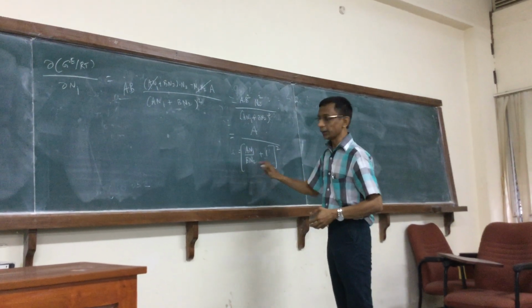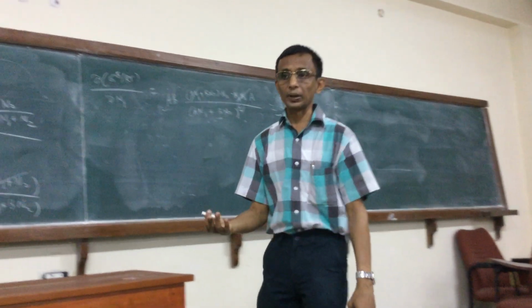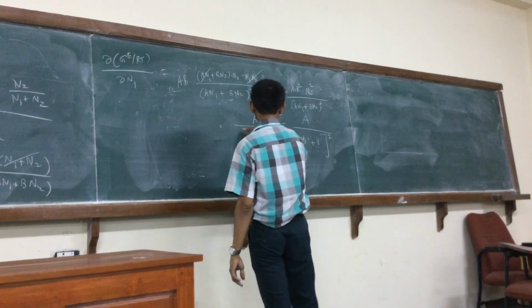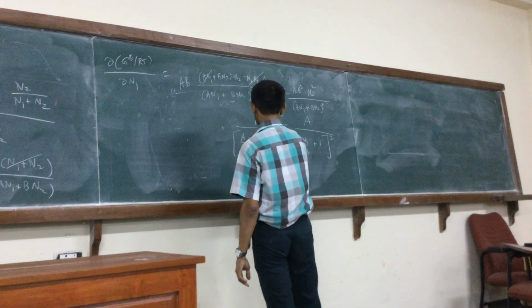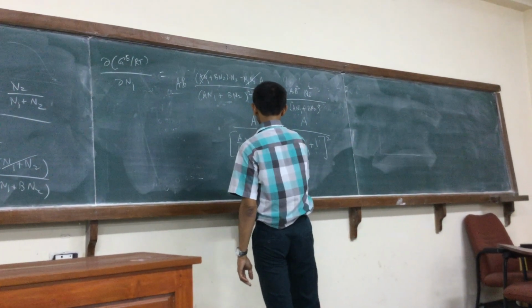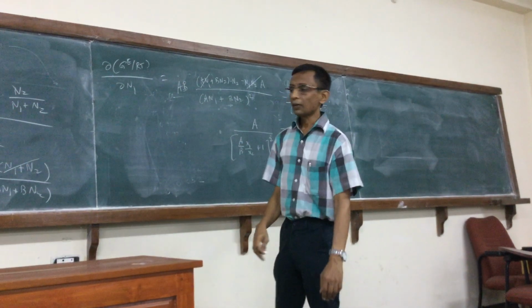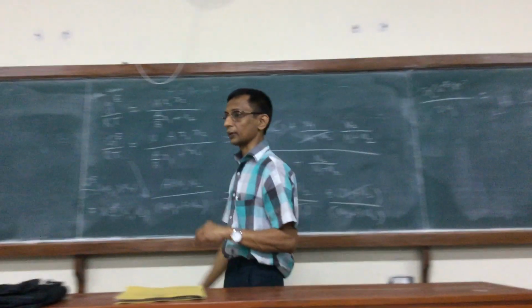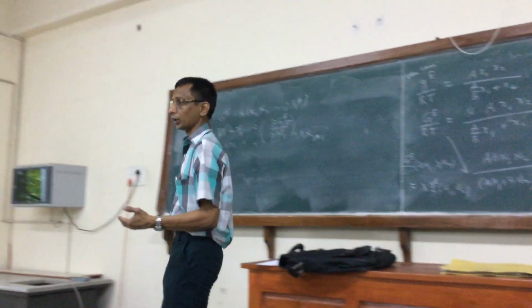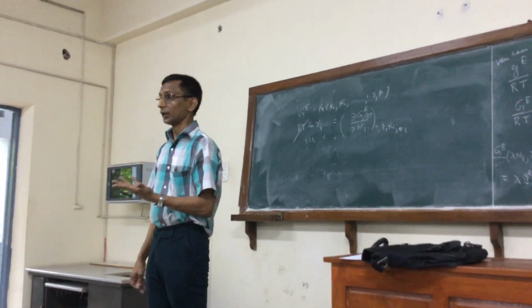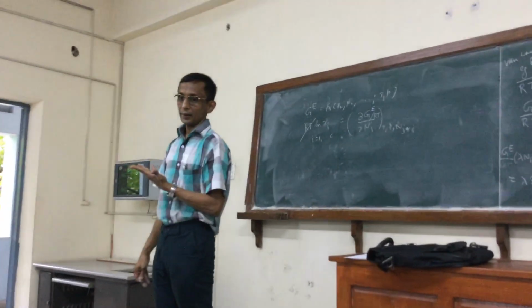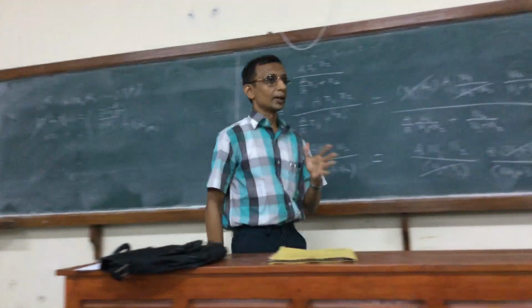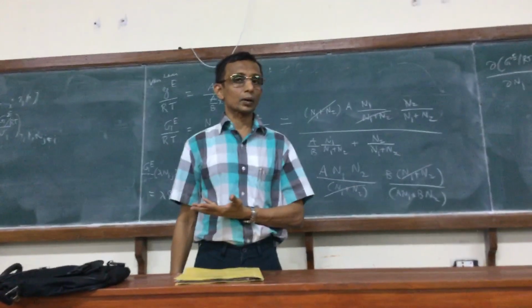Now clearly N1 by N2 is simply equal to X1 by X2. This will be A by B X1 by X2 plus 1. This is the expression that's given. Well, clearly I need to recognize that X2 is equal to 1 minus X1. So I've got log gamma 1 either in terms of X1 or in terms of X2. Only one independent mole fraction is there, so you should be able to verify that. But it's conveniently given because there's a certain symmetry between the expression for log gamma 1 and log gamma 2.